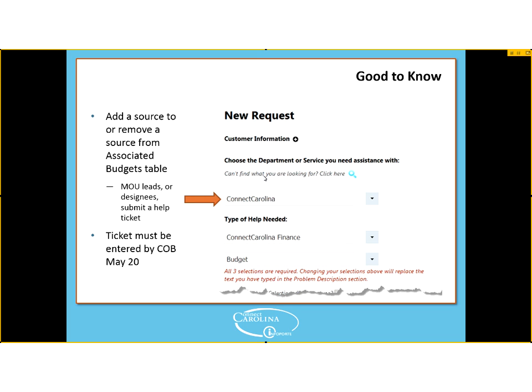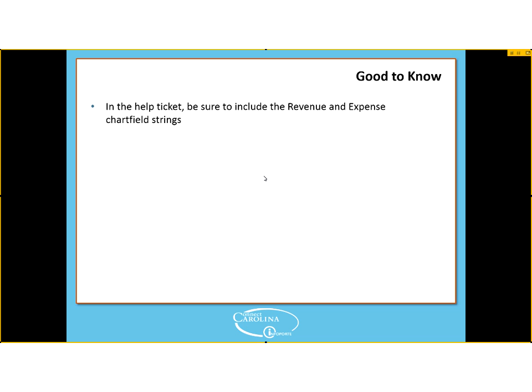This is not unusual. This is the process that we follow all of the time for any updates to this table. When you enter the help ticket, you want to make sure you choose Connect Carolina as the department or service, Connect Carolina Finance as the first type of help needed, and Budget as the second type of help. That makes sure that it gets to the right place. If you choose something different, who knows where it might route to and get to, okay? So Connect Carolina Finance, and Budget. And remember, this is going to be posted online. So if you don't remember this, you'll go and look at the webinar, you'll grab the screenshot, and you'll fill it out.